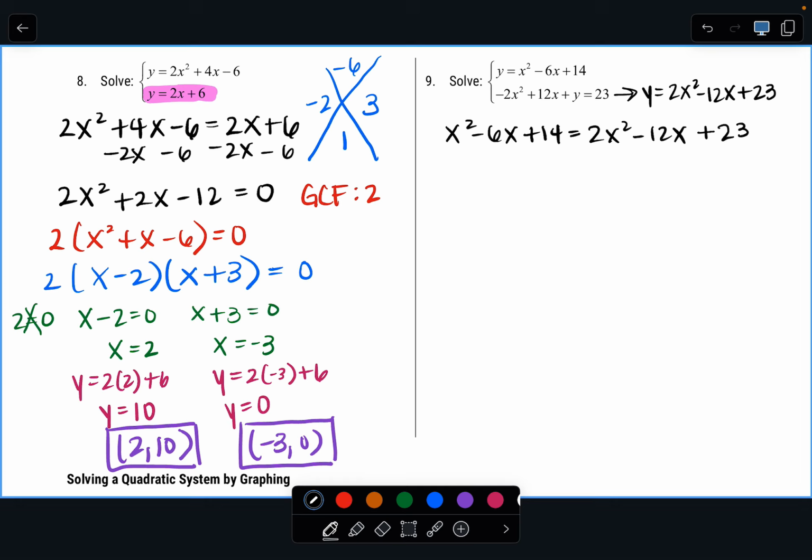Personally, and a piece of advice, if you can keep your x squared positive, that is what I would do. If your x squared is negative, the shortcut does not work. The x squared has to be a positive 1 in order for the shortcut to work. So I'm not going to move everything to the left. I'm actually going to move everything to the right.